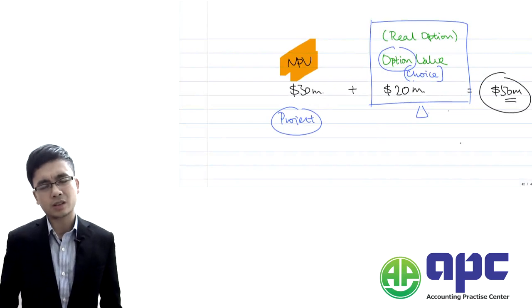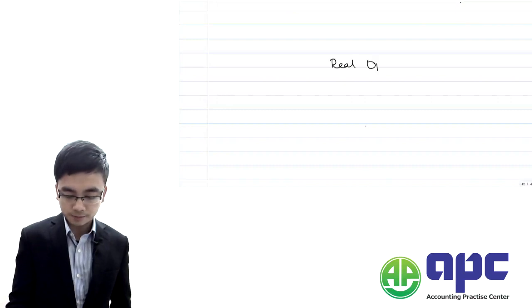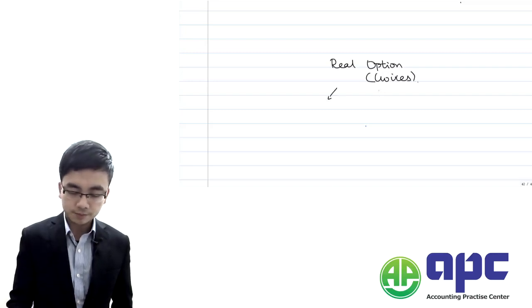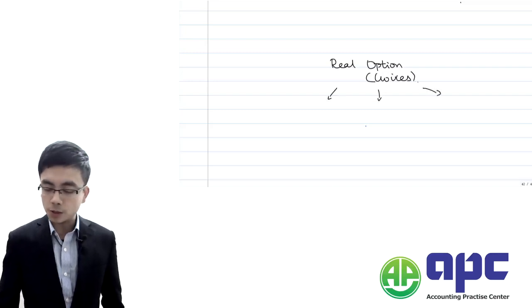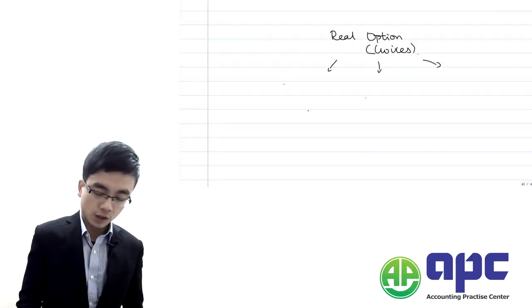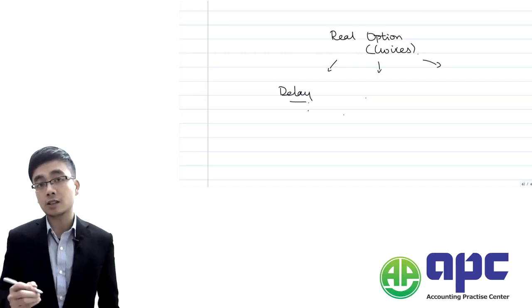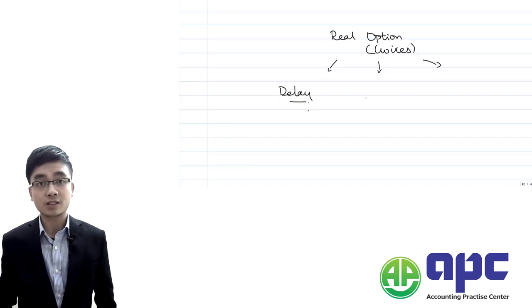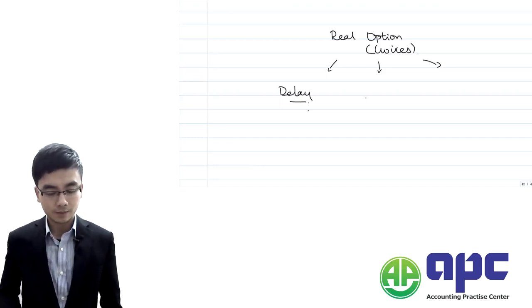So what are the choices then? The choices for this project, we can call them the real options, or the real choices. Basically, there will be three types of real options. First of all, the option to delay your project, which means rather than starting a project right now, you're going to start the project in 1 year's time, you're going to delay it, that's it.